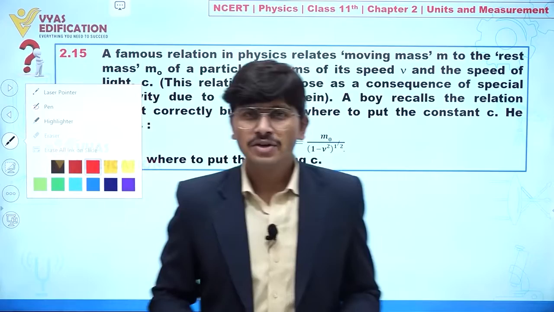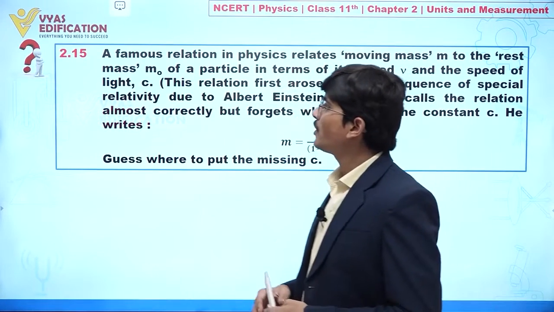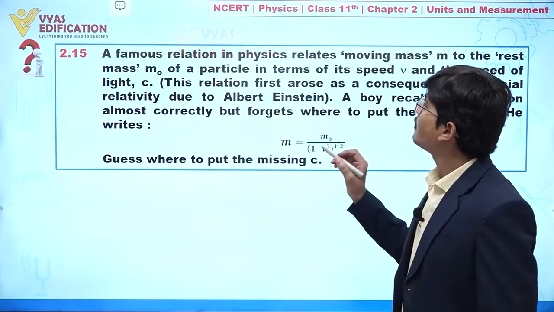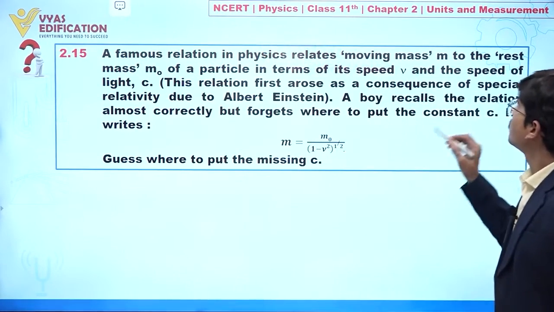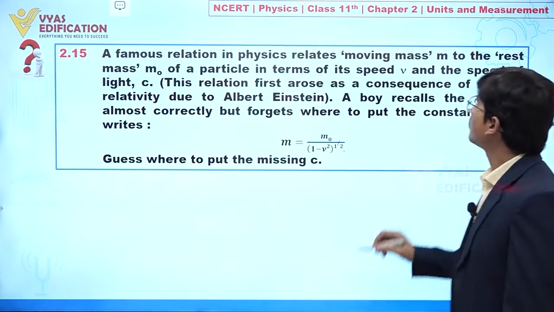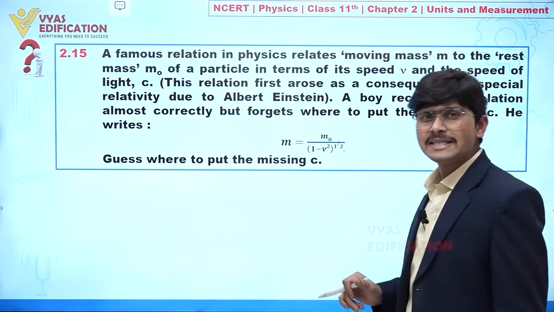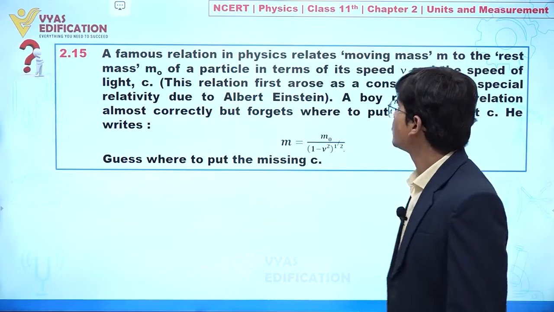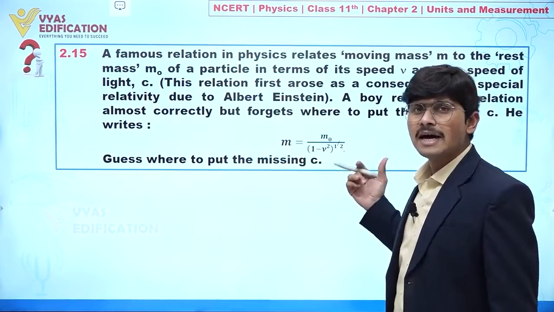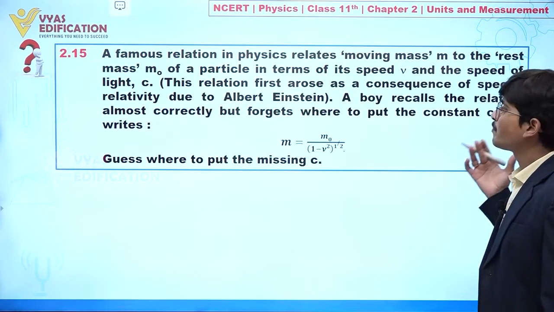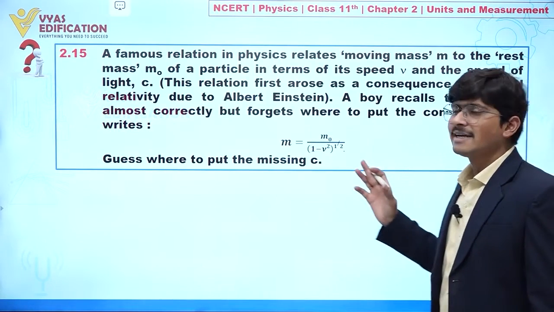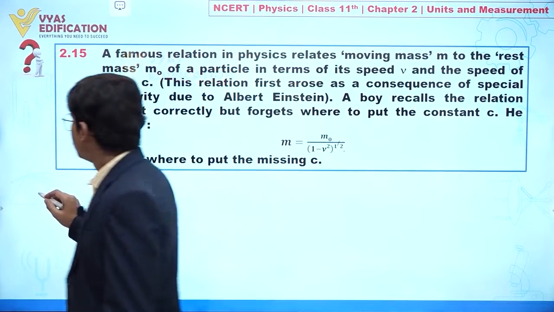Now dear student, we are going to discuss question number 2.15. In this question it is given that a famous relation in physics relates the moving mass m to the rest mass m0 of a particle in terms of its speed v and the speed of light c. This relation first arose as a consequence of special relativity due to Albert Einstein. A boy recalls the relation almost correctly but forgets where to put the constant c. He writes the expression like this.